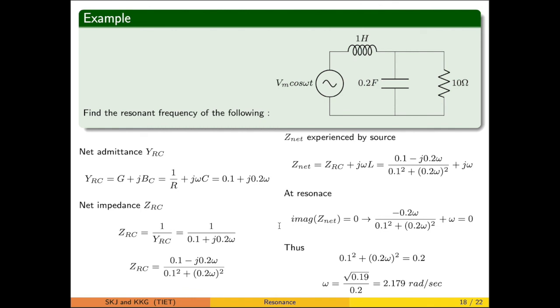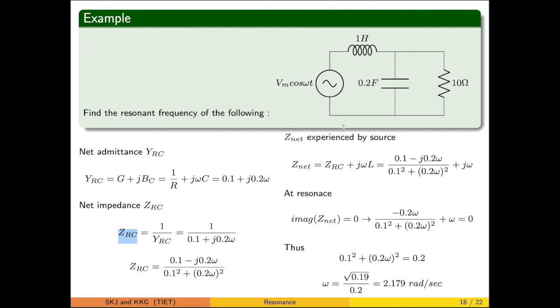This particular example is different from the case we analyzed previously, but it is an RLC circuit, and the first requirement for calculating the resonant frequency is that the behavior of the circuit has to be resistive. So by the series parallel combination, you will be calculating the net impedance. You have calculated the admittance offered by this RC combination, and its reciprocal is calculated, which gives us the value of ZRC.